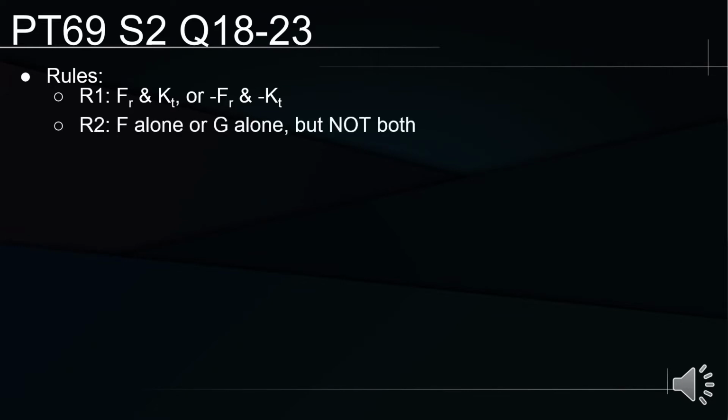Rule number 2. It's kind of similar to rule number 1 in a sense because there's, again, not a triggering thing. This is just telling us the world looks a certain way, one way or the other. Our 2 options. F is going to be alone, or G is going to be alone.